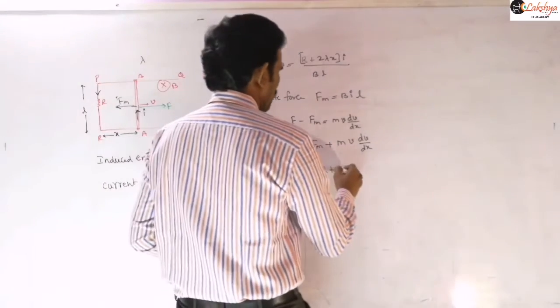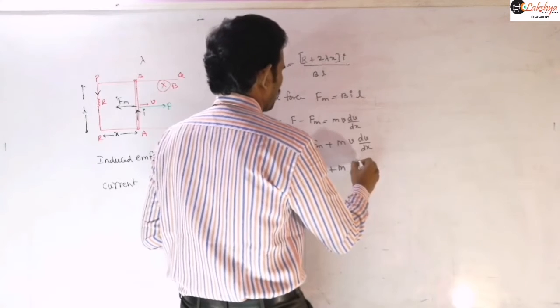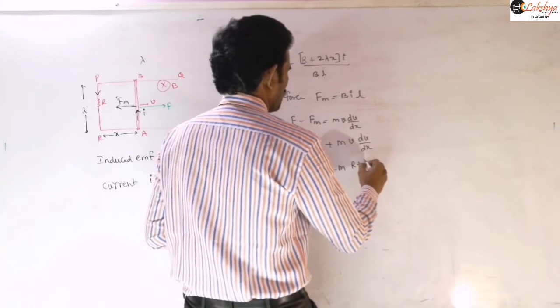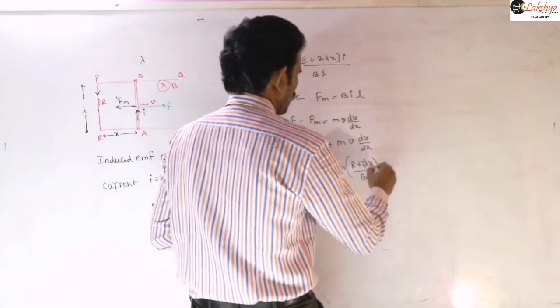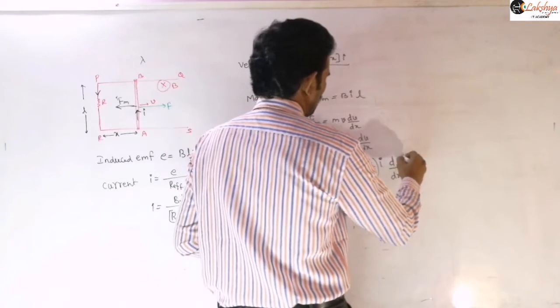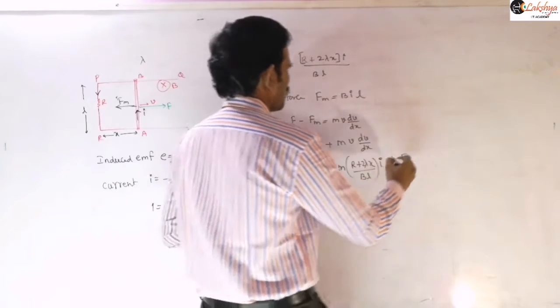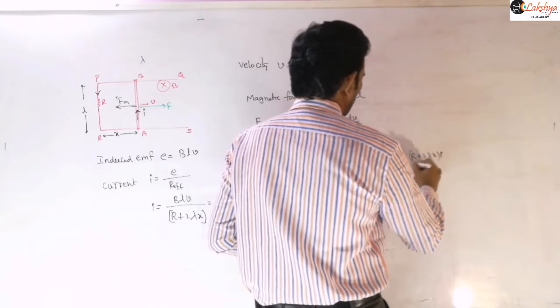And so now this is M into that V value. Now we can substitute here, that V value is nothing but R plus 2 lambda into X by BL into I. This is our V value. And next you need to write the differentiation of that V again. So the differentiation of that V means, again you can write this as R plus 2 lambda into X into I by B into L.